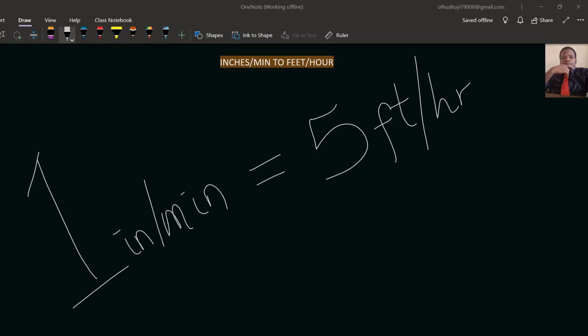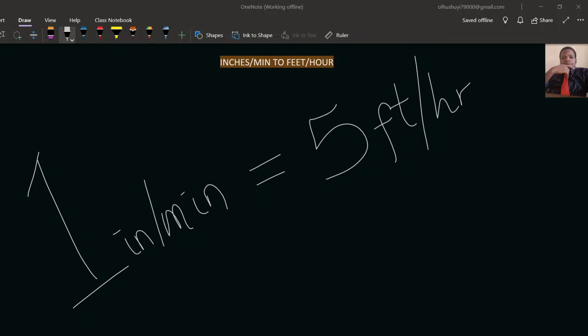Good. Today we'll be talking about conversion of inches per minute to feet per hour. You can equally have it as feet per minute, converting that to inches per minute, or you can convert inches per minute to feet per hour, and you can equally convert feet per hour to feet per minute. Let's break it down.